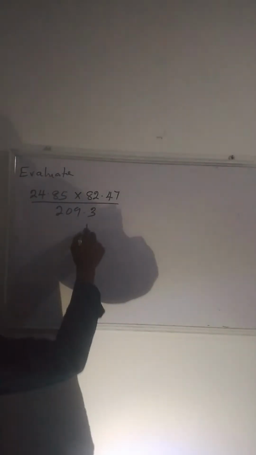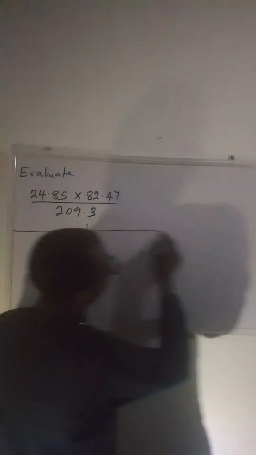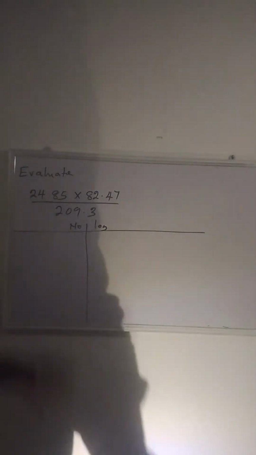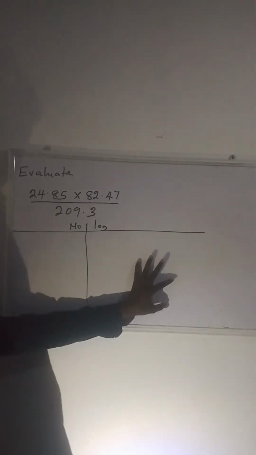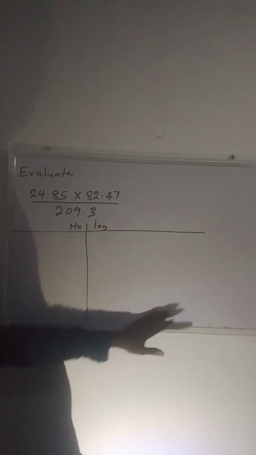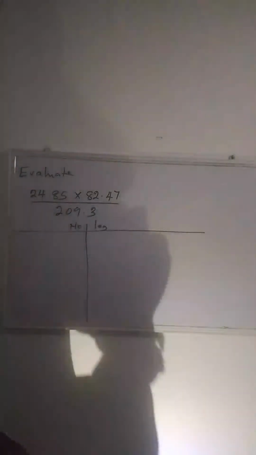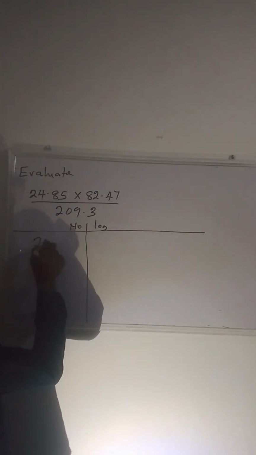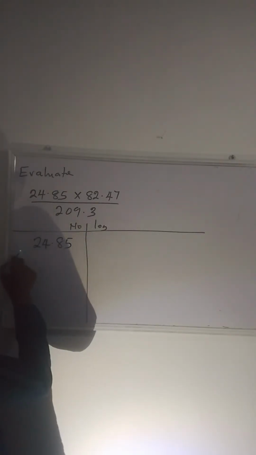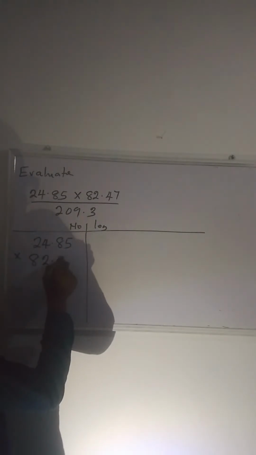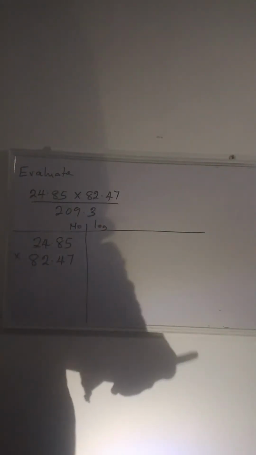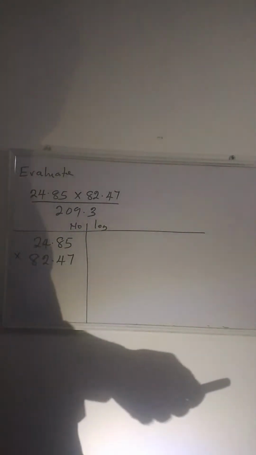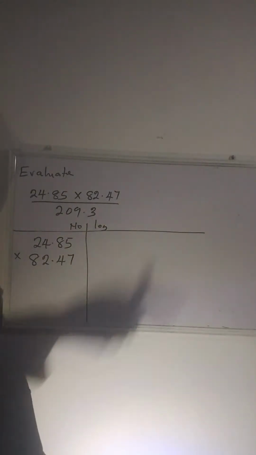Now, the first thing is to draw your table, your number log. What we want to do with this expression is to evaluate it on the logarithmic side, and after getting the answer, we convert it back to a number. Alright, so that is what we are going to do. Now let us look at the numerator. We have 24.85 times 82.47. The first thing is to get the characteristic of this number.